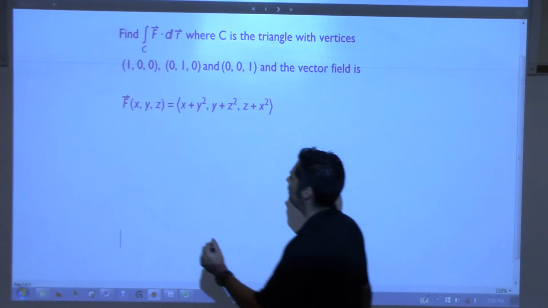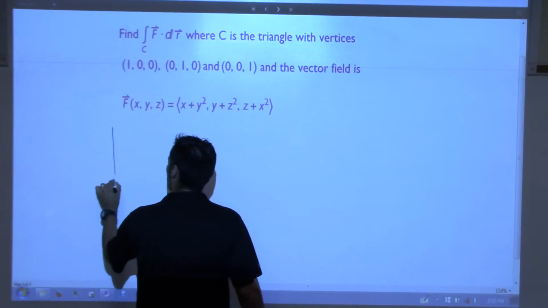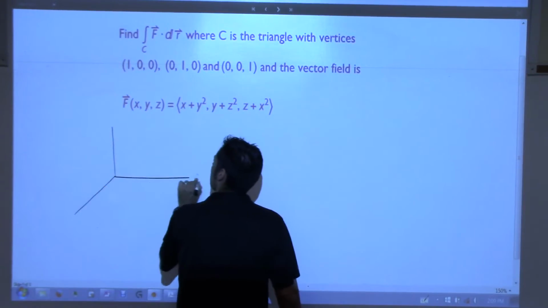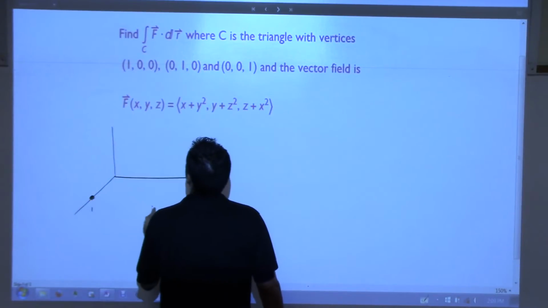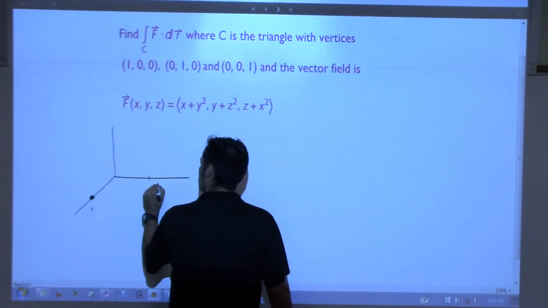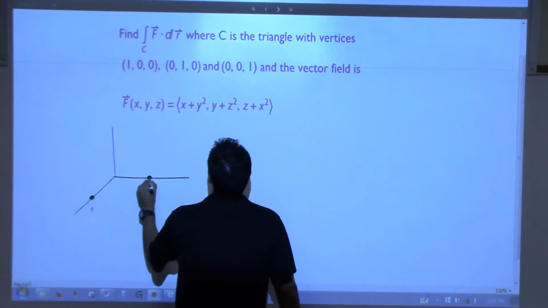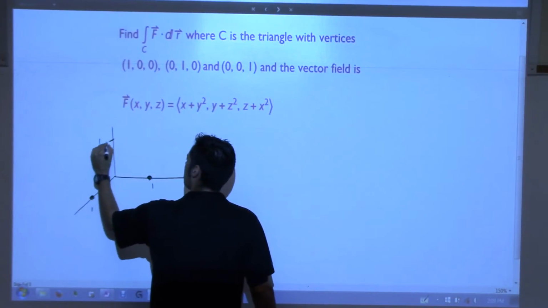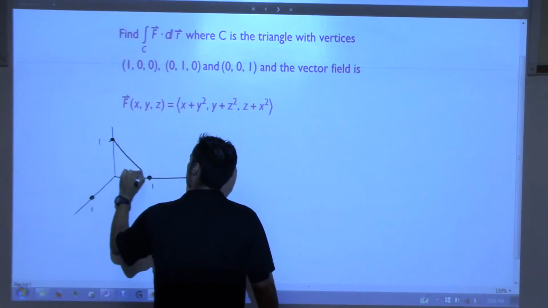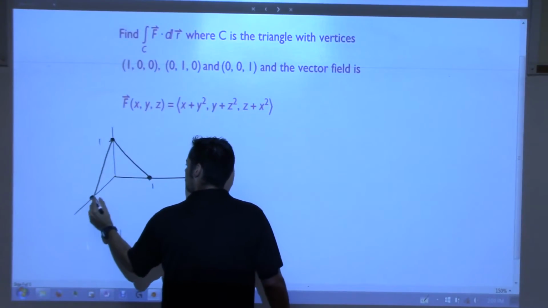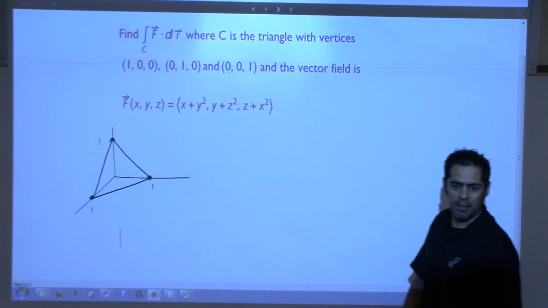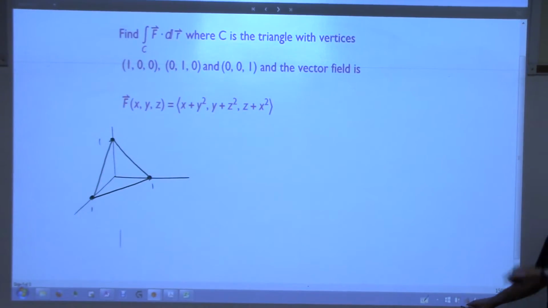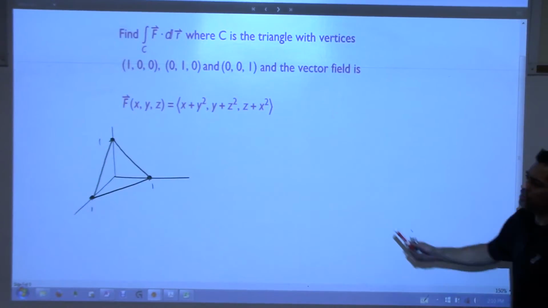So, let me draw it first. Let's draw our curve in 3-dimensional space. (1, 0, 0) is here, (0, 1, 0) is here, and (0, 0, 1) is up here. So we're getting like one of the faces of a tetrahedron, right? But just that triangle right there. And we need to move around this C, right? And we want to know the line integral along that. And here's our vector field.